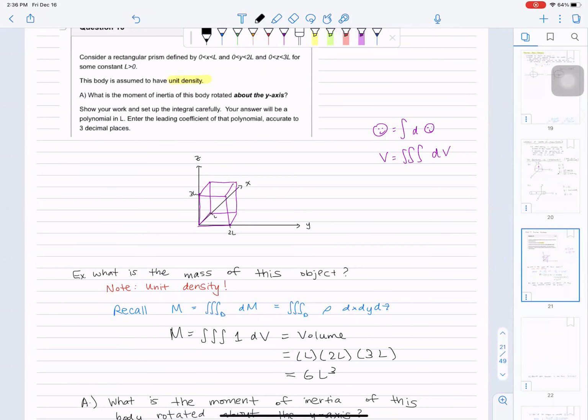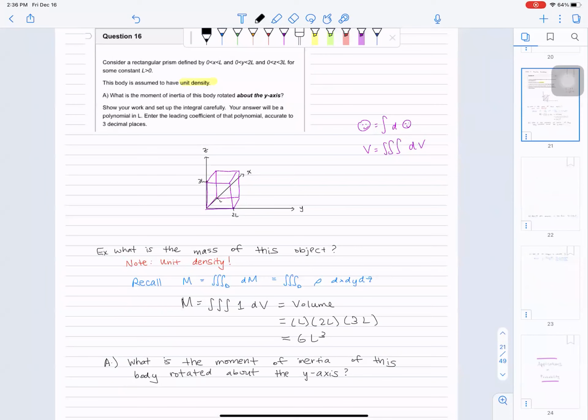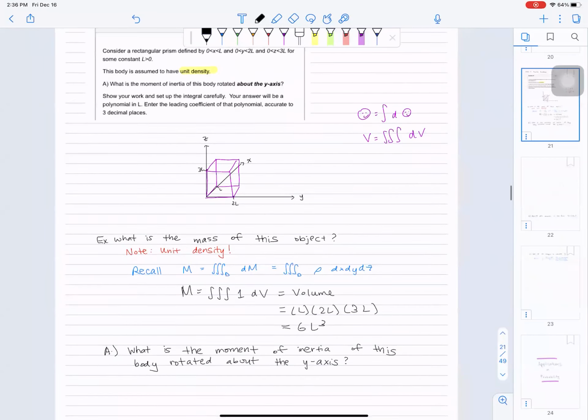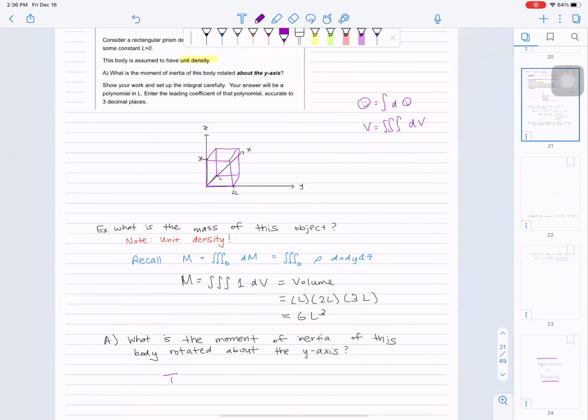So we have that the mass is this. Now we can find the moment of inertia. What is moment of inertia? That formula is I equals triple integral of r squared dV. And I didn't write the rho there because we have unit density, so a 1 is assumed.